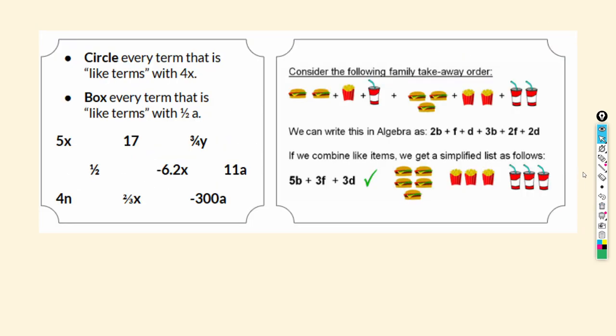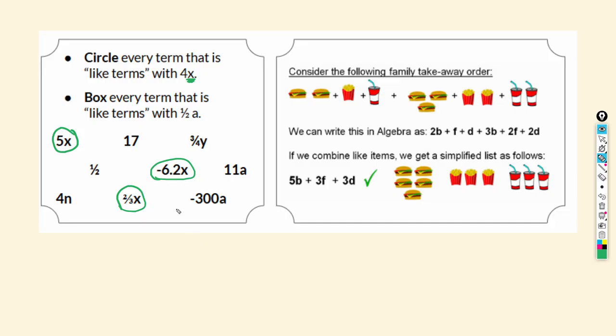All right, let's check the bottom of our note page. It says circle every term that is like terms with 4x. So if it's 4x, I want the same letter. Does this have the same letter? Yes, let's circle it. No x, no x, no x, x. No x, no x, x. No x. So we did it. We found all three terms that were like terms with x.